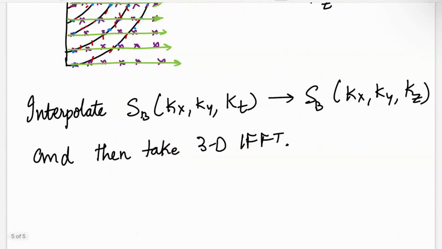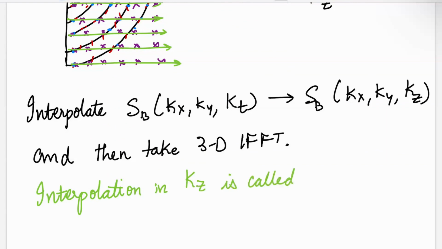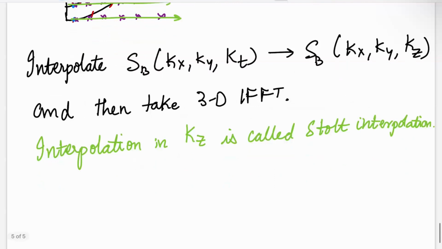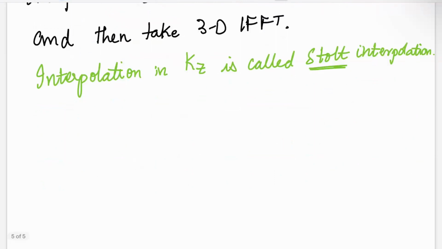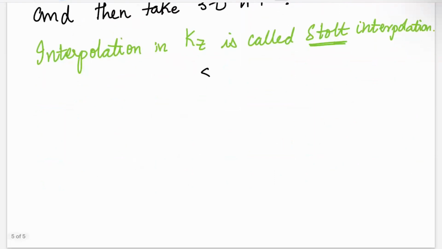So this interpolation in kz is called Stolt interpolation in the literature. So if you see that name, you know what it is. Okay, so that basically completes the derivation. The steps in the algorithm are pretty simple.